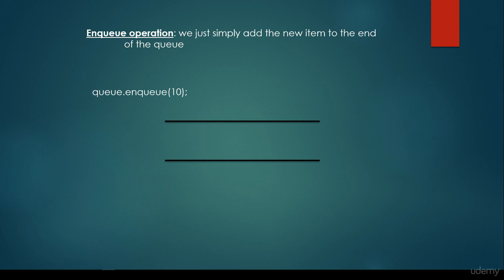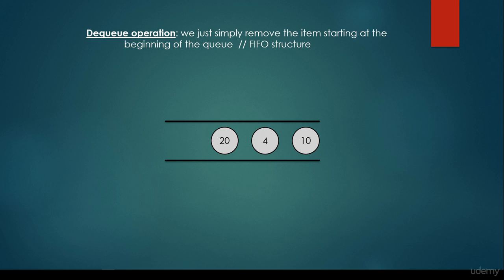So we would like to enqueue the integer 10, so basically we just add it to the queue. We would like to enqueue 4. We just add it to the end of the queue. Okay, we would like to enqueue the 20. We just add it to the queue, and so on.